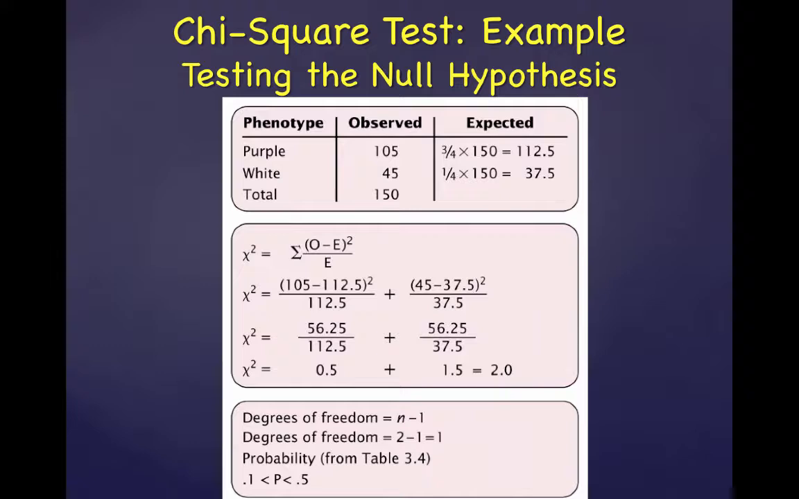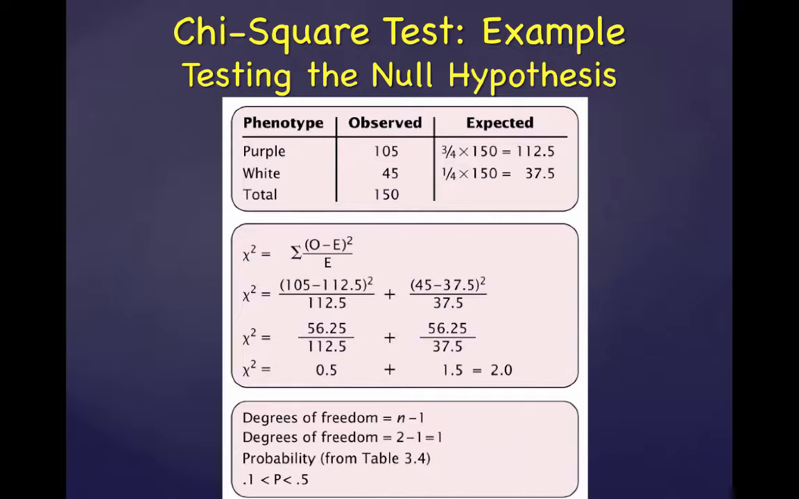So the way that we test this is by setting up what we observed and calculating out what we should have expected. The way I like to set this up is by creating a table. In our first column on the left-hand side, we've got our phenotype, so purple, white, and then the total. The next column is going to be the observed, so the data that we were actually provided. So we know that we saw 105 purple flowers, 45 white flowers for a total of 150 flowers. And then in the third column on the right-hand side, this is where we calculate the expected number of flowers that we would expect to show up according to Mendelian law.